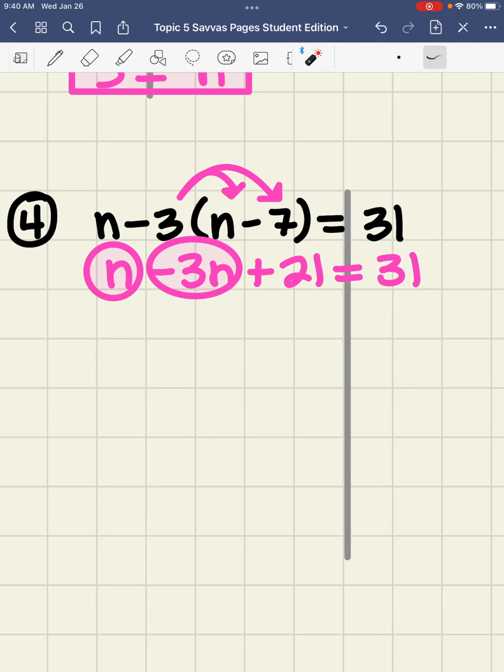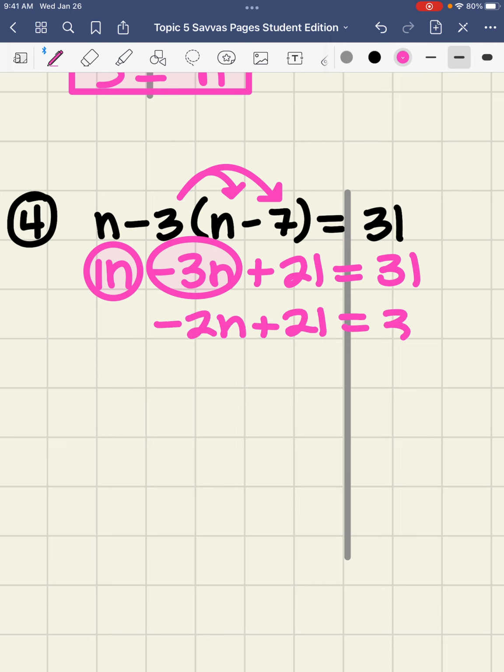Well, I want you to think of this n right here as a 1n. So I'm going to go ahead and write that 1n. So now I have 1n minus 3n, and 1 minus 3 is negative 2. So I have negative 2n plus 21 equals 31. Now this right here is a regular two-step equation that you know how to solve.